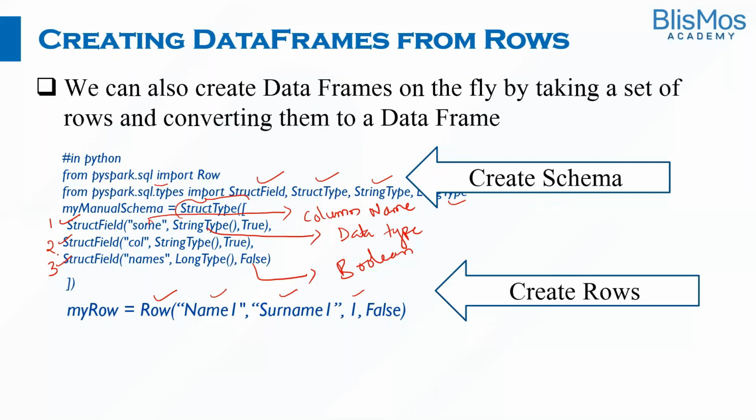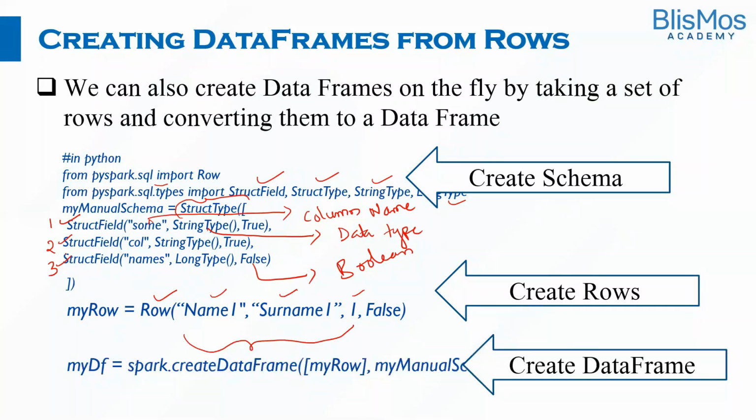In this case, we are trying to create a schema of 3 columns, and also we are creating a row of these 3 columns. What do we do next? We have already done the preparation now. We have created a schema, we have created a row. Now by using these two, let us try to create the data frame.